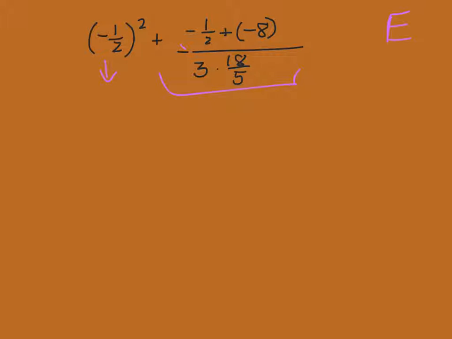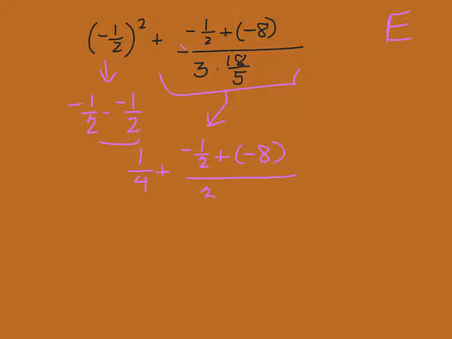This is -1/2 squared, so I know that means it's -1/2 times -1/2. I keep the top with the top and the bottom with the bottom. That means I've got 1 times 1 is 1, and 2 times 2 is 4. Two negatives, that's an even number of negatives, so my answer is positive. I'm going to bring the rest of this problem down. So I've got that plus -1/2 plus -8 in the numerator.